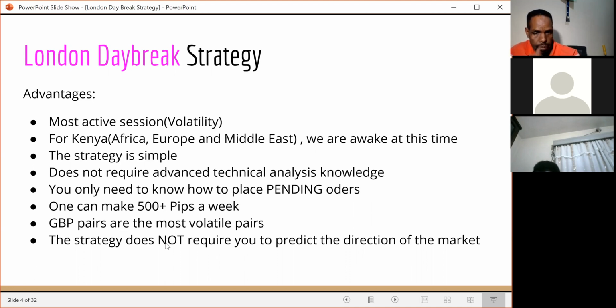All right. The strategy does not require you to predict the direction of the market. Now, this is a very powerful plus for some of us who are new to foreign exchange. So you don't have to predict where the market is going. You don't have to draw trend lines. You don't have to see where it's going and so on. You just place the trades and you pick your money just like I'll be mentioning.